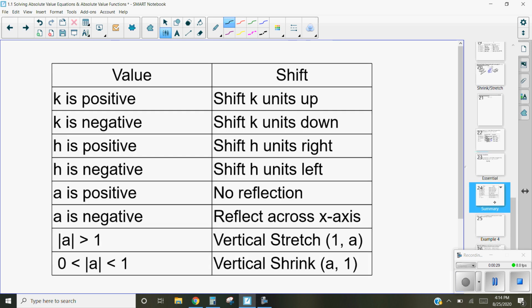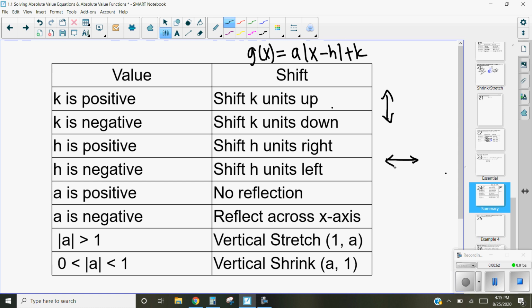Here's a quick reminder of what our function looks like: a times the absolute value of x minus h, plus k. This k on the end tells us whether the function shifts up or down, depending on if it's positive or negative. The h is going to tell us whether our function is going to shift left or right, depending on whether it's positive or negative.